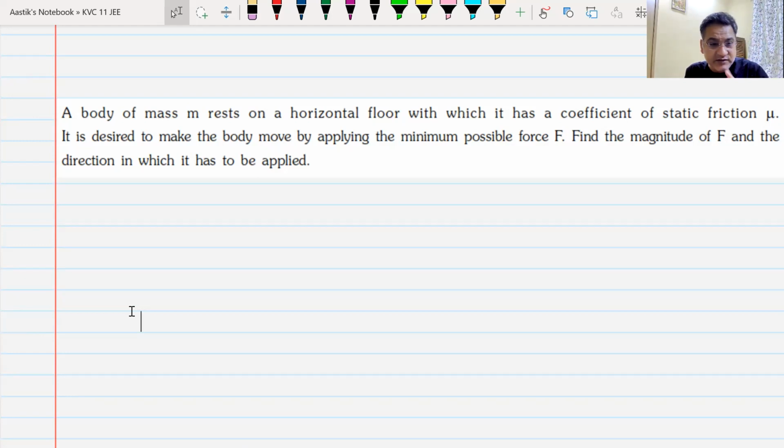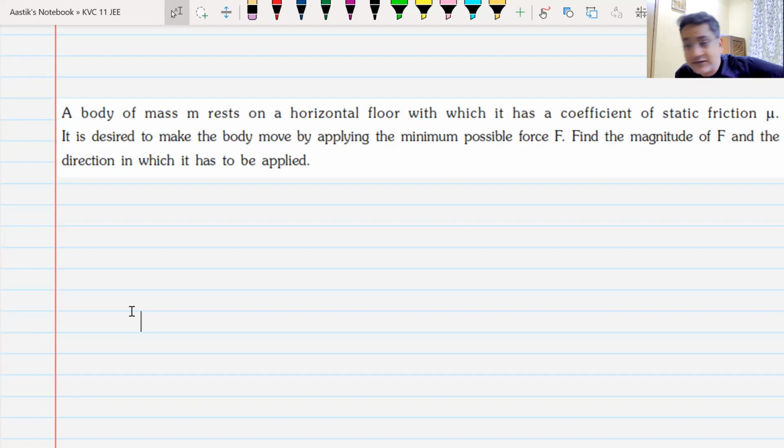A body of mass m rests on a horizontal floor with which the coefficient of static friction is mu. We desire to move the body by applying a minimum positive force F. Find the magnitude of F and the direction in which this will apply. That means you have to move a body by applying a force F. How should you apply the force so that you can move the body with the minimum force? And the answer is not horizontal.